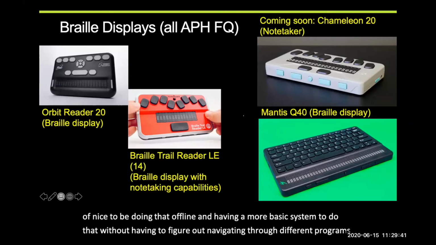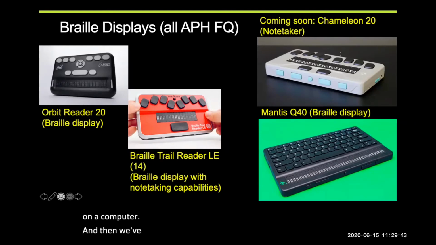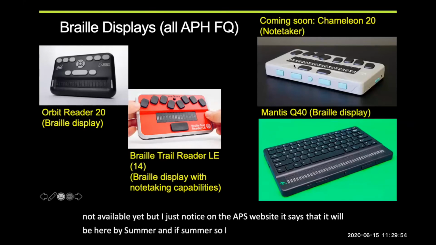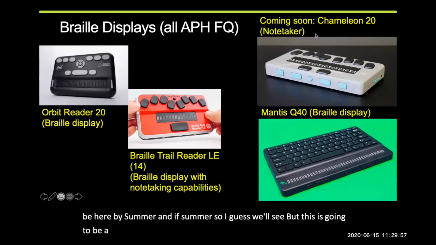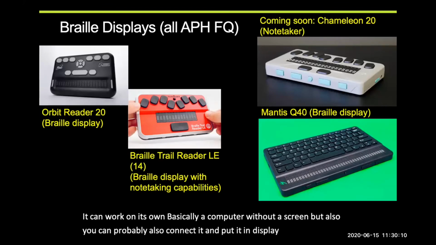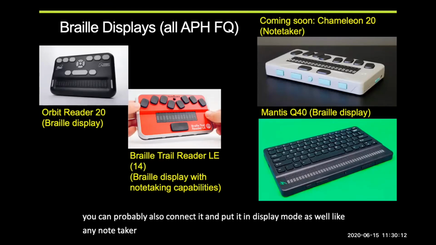And then we've got the Chameleon 20 cells. This is coming soon, so it's not available yet, but I just noticed on the APH website, it says that it'll be here by the end of summer, so I guess we'll see. But this is going to be an all-in-one note taker. It has its own brains. It can work on its own, basically a computer without a screen, but you can probably also connect it and put it in display mode, like any note taker, to a larger computer.